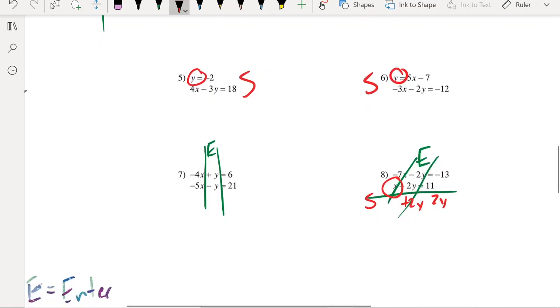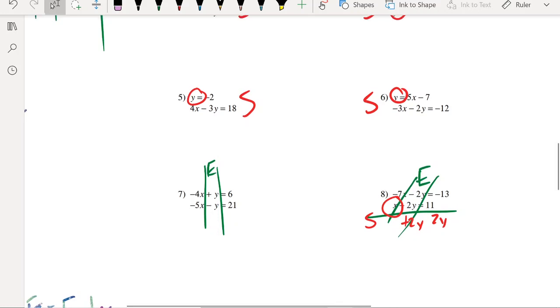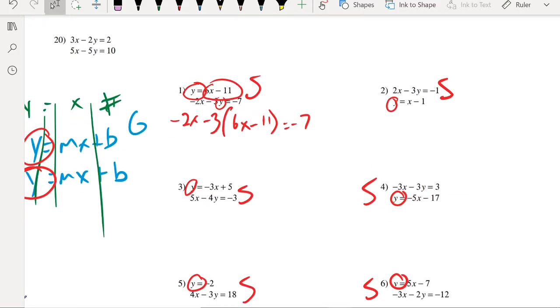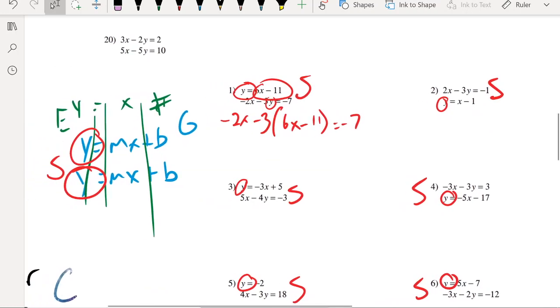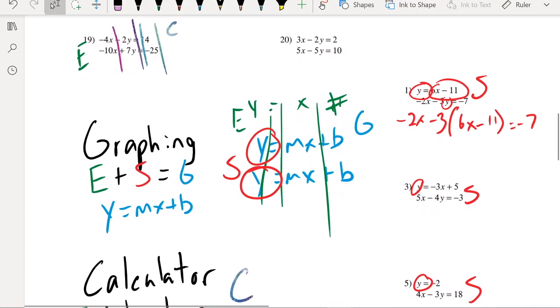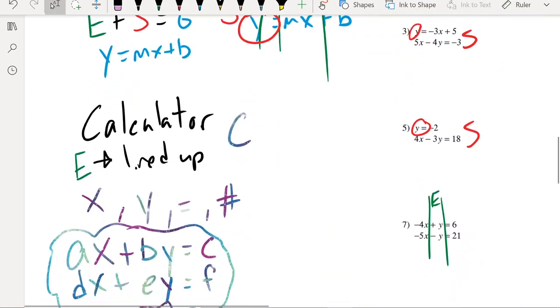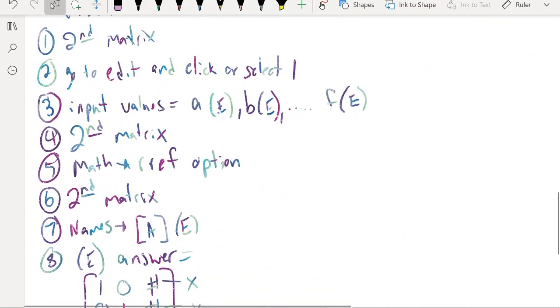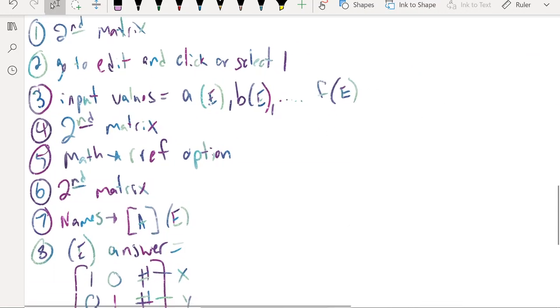All right, so number 8 is debatable. But if it's solved, then it's good for substitution. If it's lined up, it's good for elimination. If it's the x, the y, and then equals, and then the number, it's good for your calculator. Good one to put into the calculator. And again, here's the steps for it if you missed it. All right, here's the steps right here.